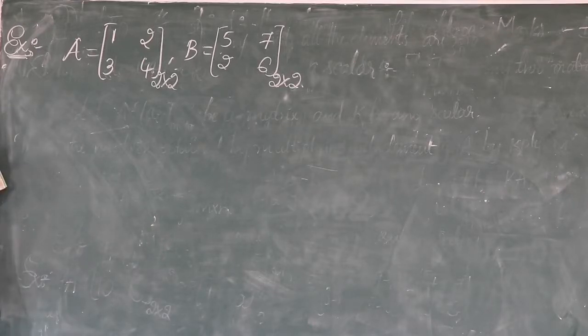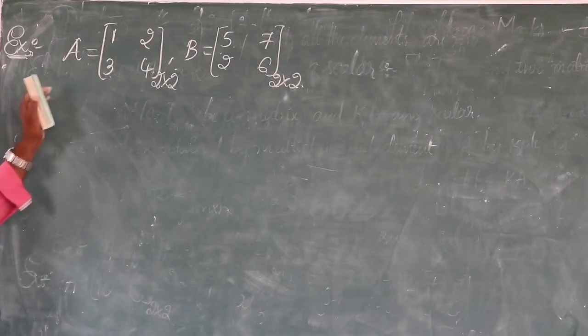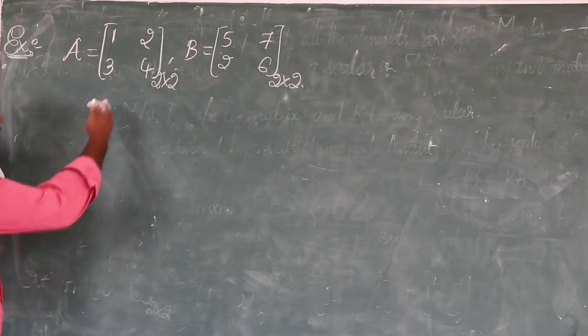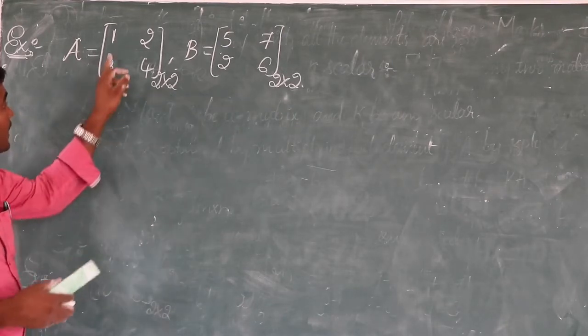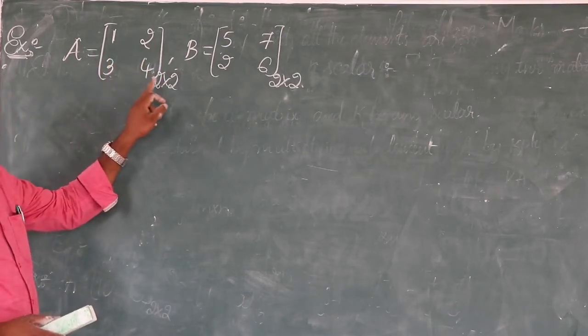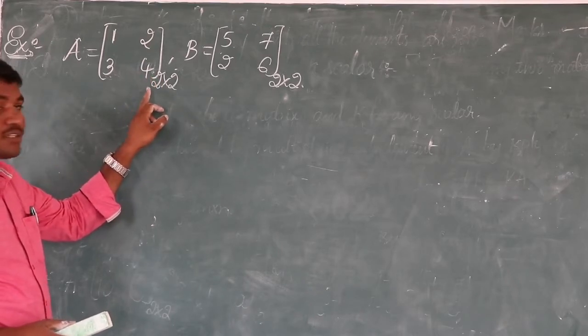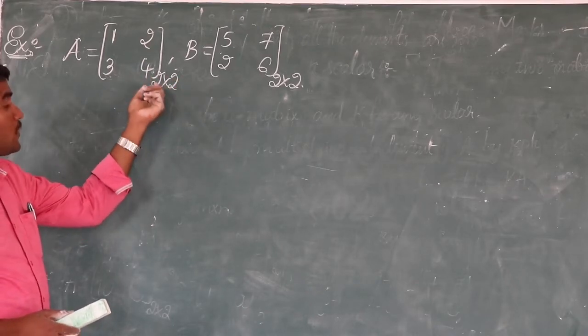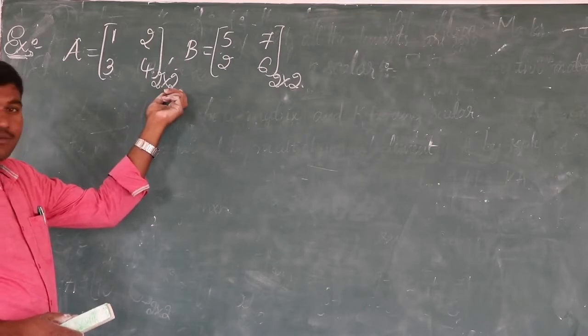So let's take one more example. Here is a matrix A. Matrix A having the elements, first row elements 1, 2, second row elements 3, 4, and its order becomes 2 by 2 because 2 number of rows and 2 number of columns are there.